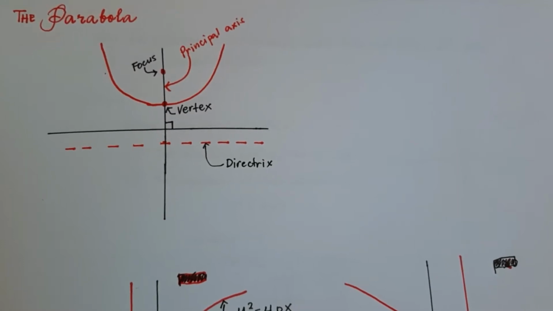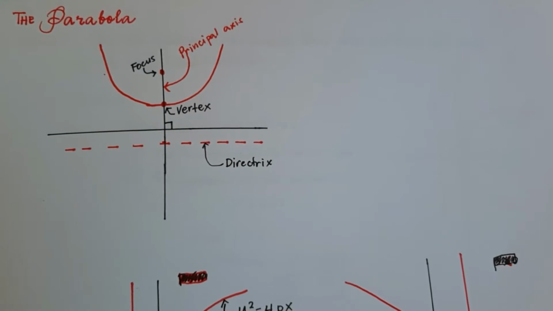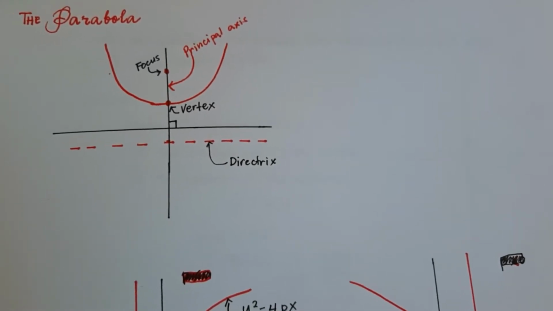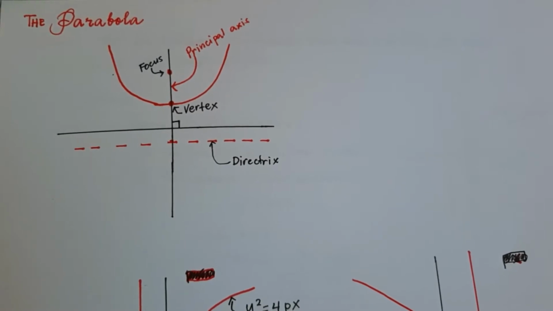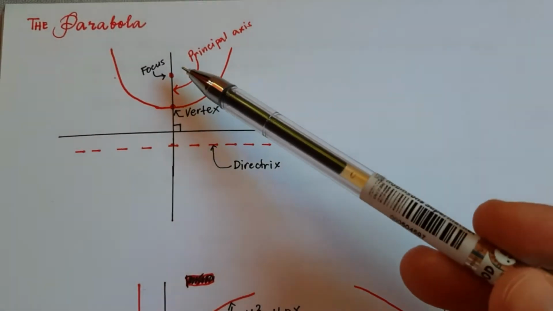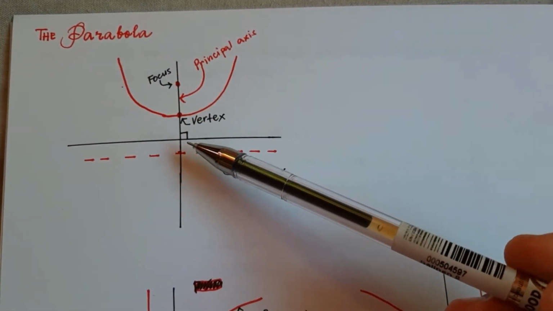Before we begin our lesson, let us first understand the parabola. So a parabola is the set of all points in an xy plane whose distance from a fixed point is equal to the distance from a fixed line. So the fixed point is called the focus and the fixed line is called the directrix.